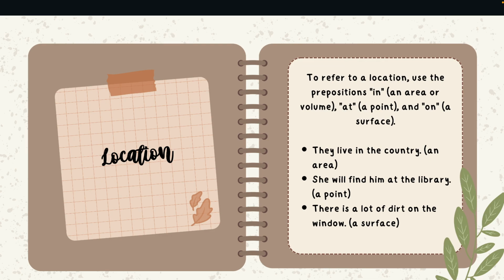They live in the country, that's an area. So in the country. She will find him at the library. So we have here a point or a specific location, a pinpoint. We have here the prepositional phrase at the library. Another one is, there is a lot of dirt on the window. So we have here on the window, which is talking about the surface of the window.